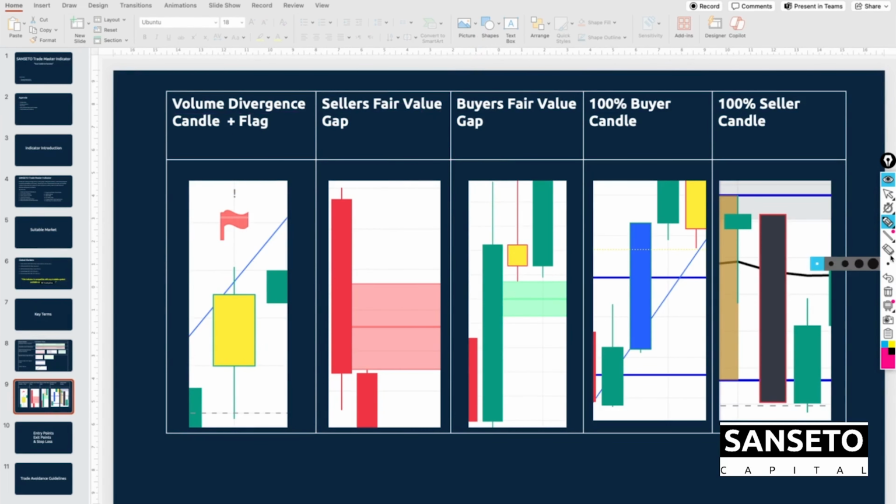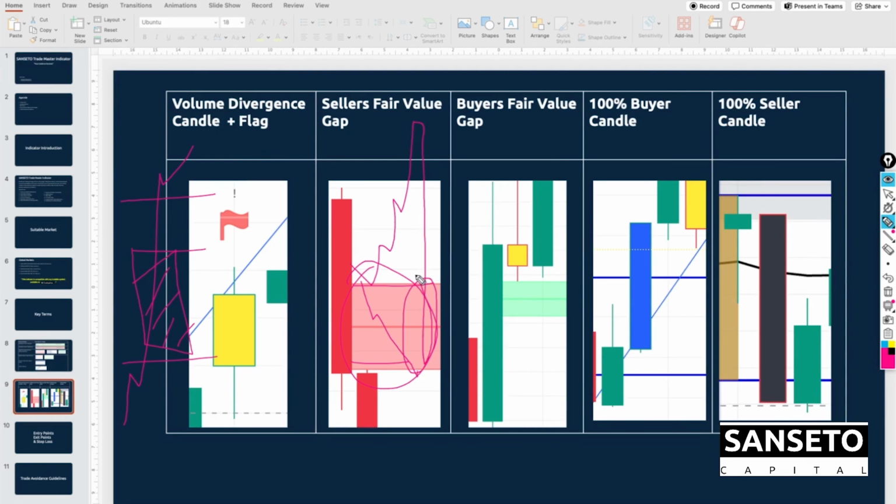The second one we want to explain is fair value gaps. Whenever a sudden move happens in the market, the market leaves some imbalance orders, and these imbalance orders are fair value gaps. After a fair value gap, the market is likely to move on, but at one point in time it will come back and hunt all these imbalance orders. This is a seller fair value gap, and this is a buyer fair value gap.